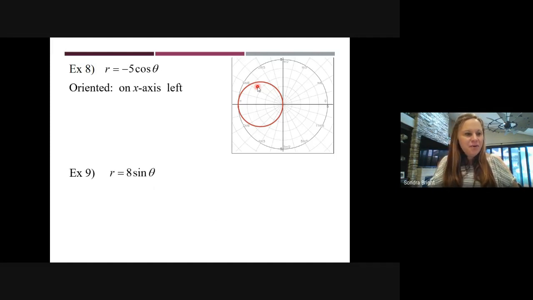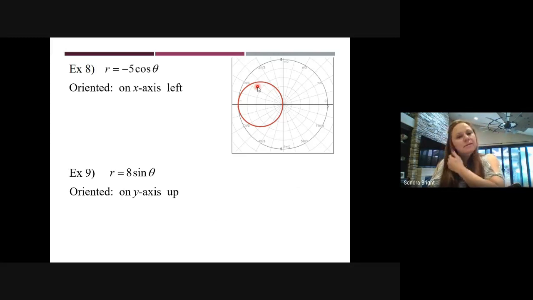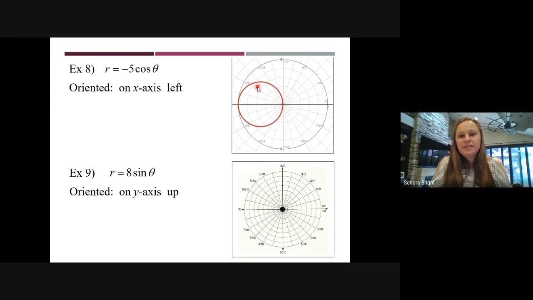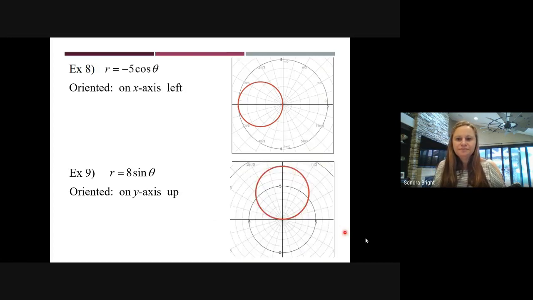All right, one more. r equals 8 sine of theta. This is going to be oriented on the y-axis since it's sine, and above, since it's a +8. Point at the pole, count out 8 units, and then do your best to make a nice circle. There's the Desmos version. Desmos is always pretty. Okay, there you go.